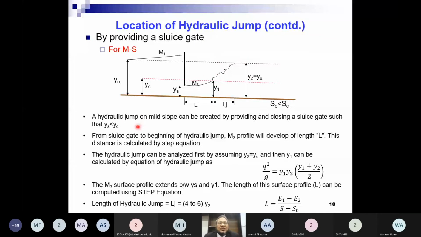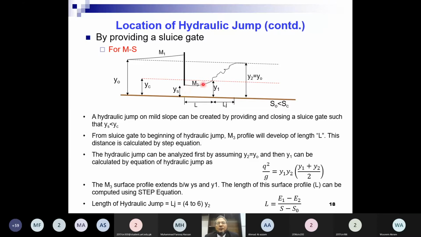The same thing is mentioned here. A hydraulic jump on mild slope can be created by providing and closing. So we have to provide and also close it. A sluice gate, how much we should close it? Such that YS should be less than YC. So this distance should be less than this. Then hydraulic jump will form. From sluice gate to beginning of hydraulic jump. This is the sluice gate and this is the beginning of hydraulic jump.